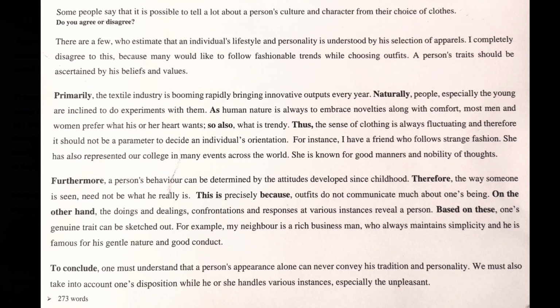Please listen to me. I read out it for you. I completely disagree to this because many would like to follow fashionable trends while choosing outfits. A person's traits should be ascertained by his beliefs and values. I repeat my reasons. Listen to me carefully. The first reason is that many would like to follow fashionable trends while choosing outfits. The second reason is that a person's traits should be ascertained by his beliefs and values.